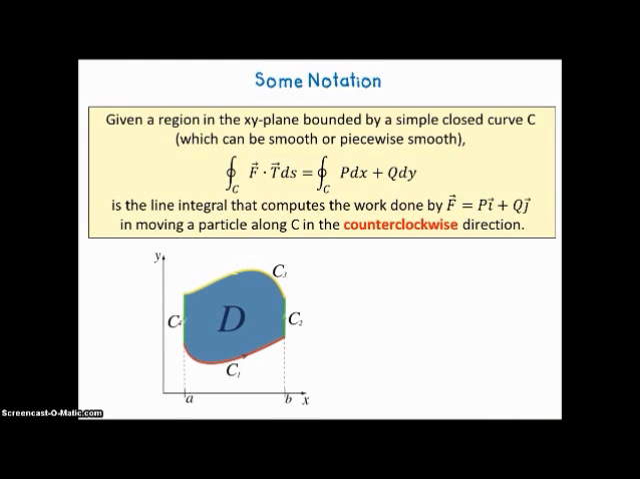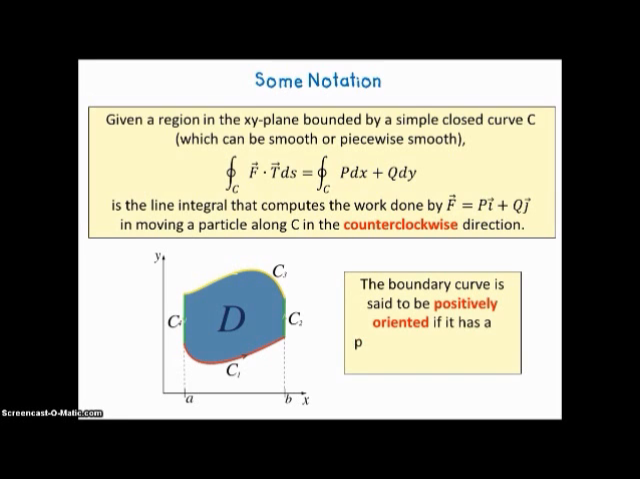So for example, here's a region in the xy plane called D, and it's bounded by a piecewise smooth curve made up of C1, C2, C3, and C4, and those little arrows are pointing in the counterclockwise direction, showing the parametric orientation of that piecewise smooth curve. The boundary curve is said to be positively oriented if it has a parametrization that is counterclockwise. So counterclockwise curve and positively oriented boundary curve mean the same thing.